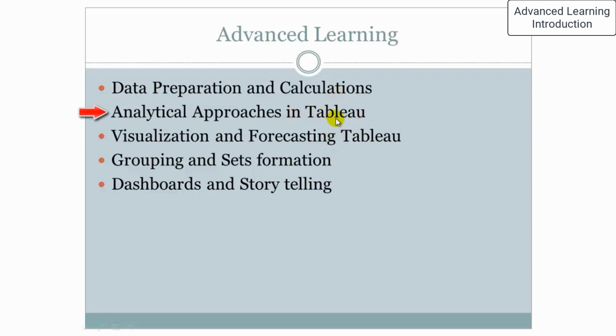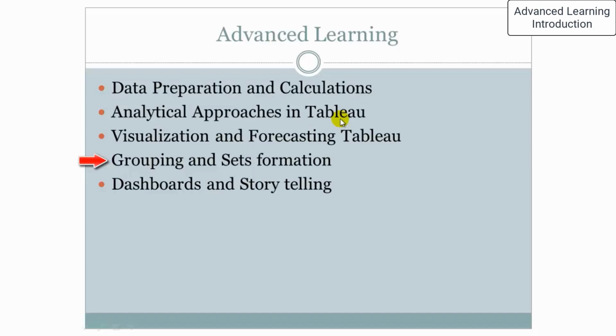Next is the analytical approach in Tableau. So the analytical approach is how we are going to learn to provide a solution to a problem statement, the approach we take in Tableau. Then visualization and forecasting in Tableau. Obviously, all the analytical approaches we are going to use come together in one particular visualization. So let's say I want to find X number of sales that happened in X number of countries. What approach am I going to take? All those things are based upon the visualization, and the forecasting will be done on a similar basis.